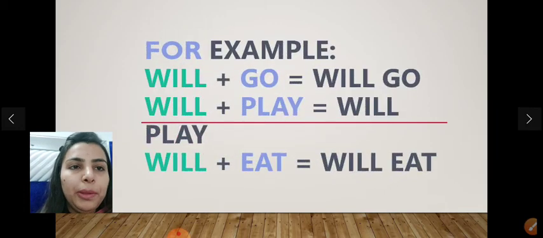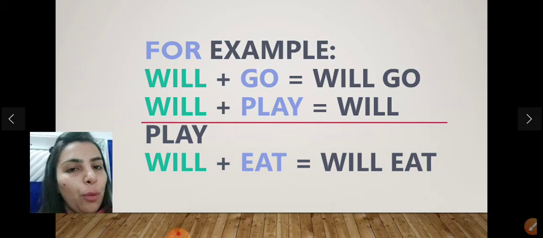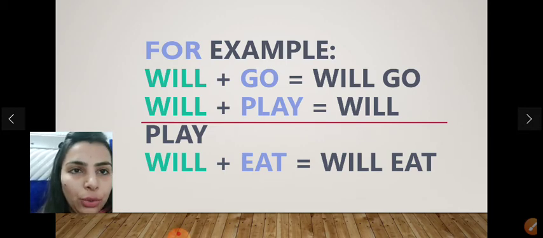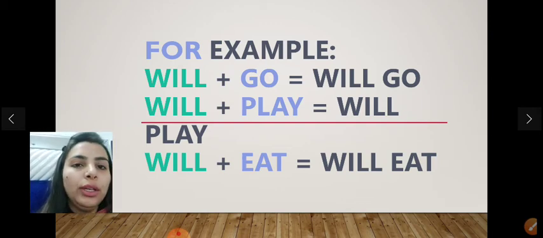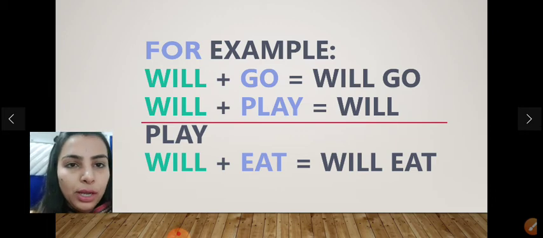Examples: will plus go equals will go. Go here is the base form of the verb. And whenever we use will with go, it becomes will go. I will go for a walk tomorrow. So here I'm using will with the base form of the verb to describe the future tense.